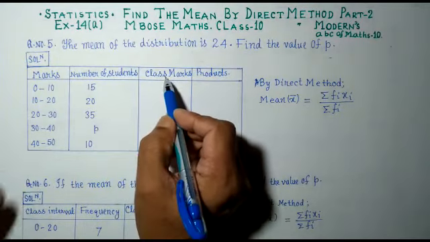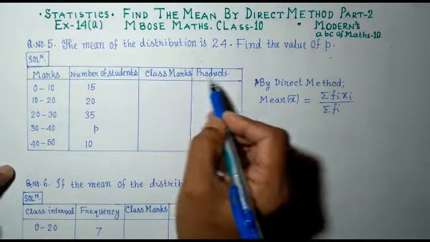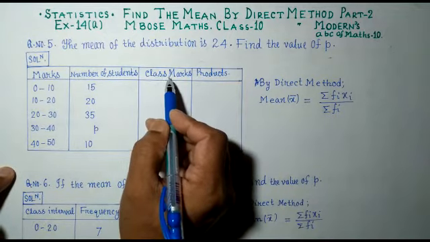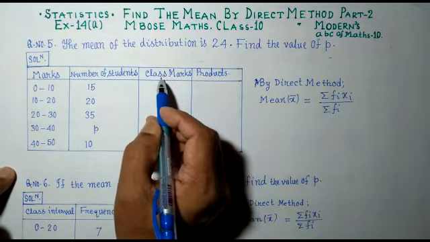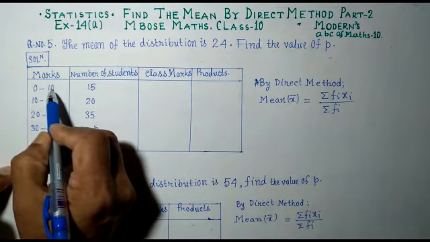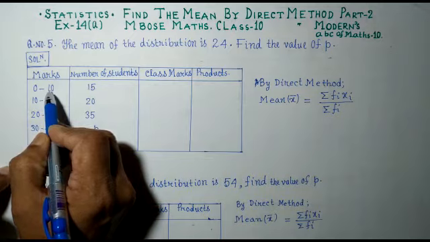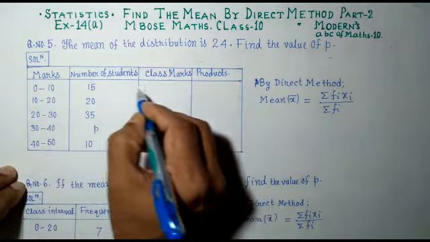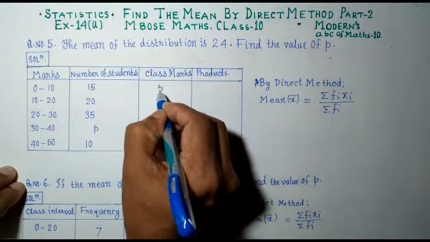And then we have to find the class mark and then we have to find the product. So see how to find class mark. In the previous lesson I explained. Today see again to find the class mark. 0 plus 10 divided by 2. So 0 plus 10 is 10, divided by 2 is 5. So class mark here is 5.